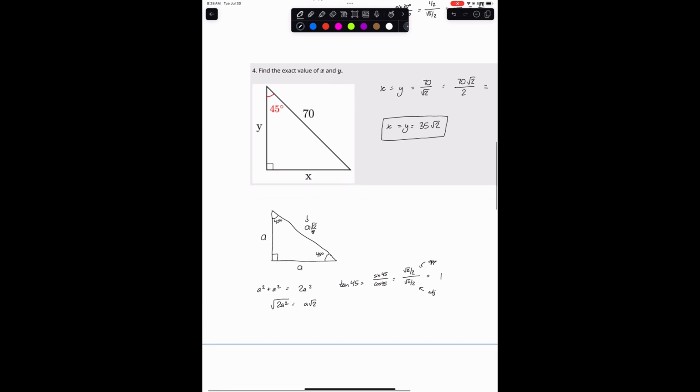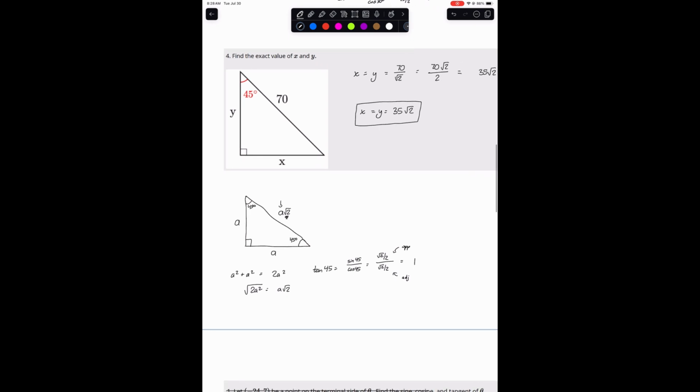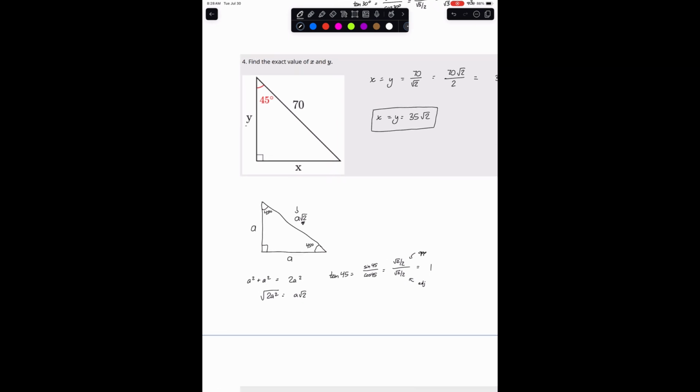Now the second way you can do this is using trig. We can just use cosine, and we solve for y.